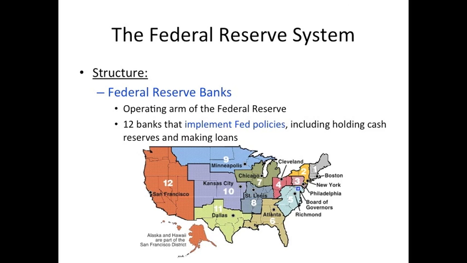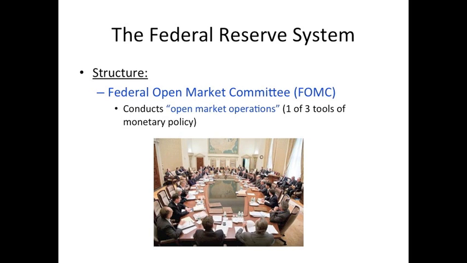Okay, the country is then split up into 12 districts, and each district has a Federal Reserve Bank, and this is the operating arm of the Federal Reserve. So when the Fed makes a decision about interest rates or the money supply, it is implemented through these 12 Federal Reserve Banks themselves. And one more part of the Fed worth mentioning here is the Federal Open Market Committee, or the FOMC, which does consist of the Board of Governors. But what they essentially do is they conduct open market operations, which is one of the 3 tools of monetary policy that we're going to learn here in just a minute.